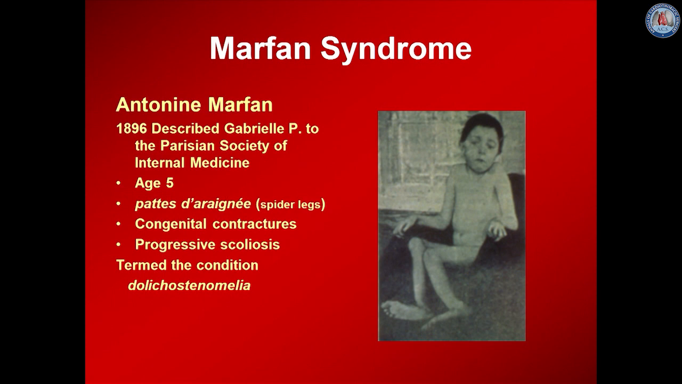In 1896, Antonin Marfan described a young patient who had long limbs, scoliosis, and contractures. He termed this dolichostenomelia. Subsequent authors who probably did detect people with true Marfan syndrome labeled them Marfan, even though, as we now understand it, Marfan's original patient had a different condition, contractural arachnodactyly.